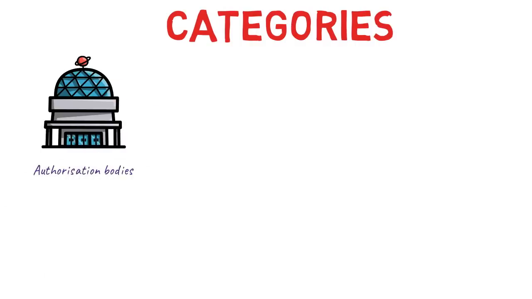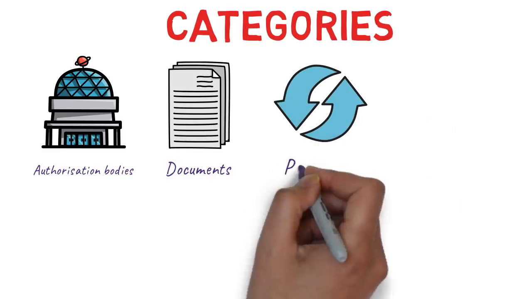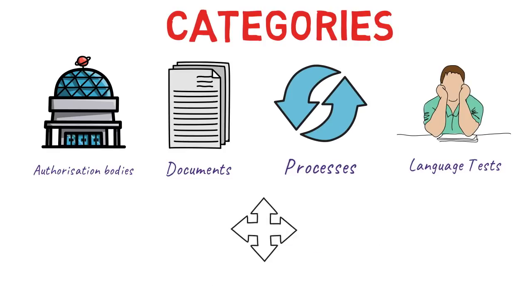Okay, I've divided the complete process into 5 different categories, so that it would be quite easy for you to understand. The first category is authorization bodies. Second one, documents. Third one is processes. The fourth one is language tests. And the fifth one is miscellaneous. I've tried to cover mostly all of those acronyms that are used in the Express Entry process. But if you think that I've missed any, please feel free to comment down below.